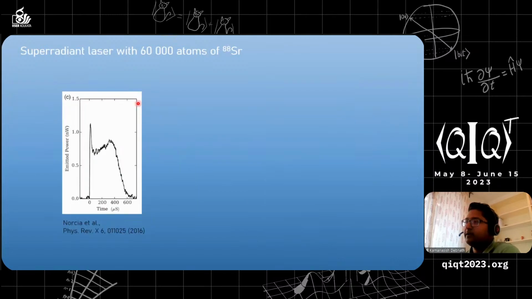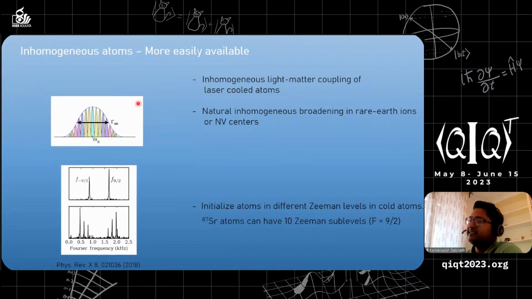But let's say you have rare earth ions, which is like this. Before you doped it, it was omega A. After you doped it, you got a mess like this. So this is a collection of atoms, but completely inhomogeneous.